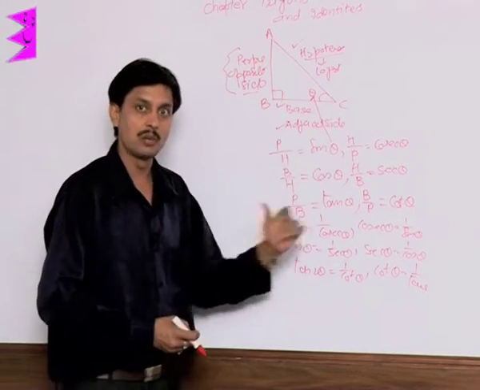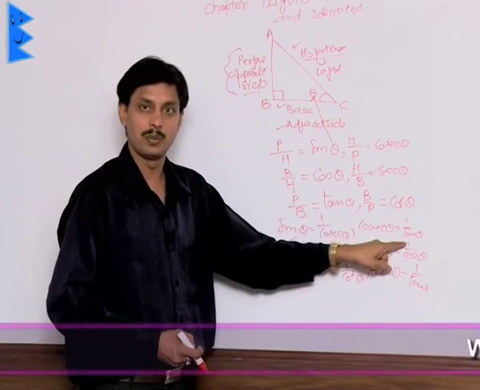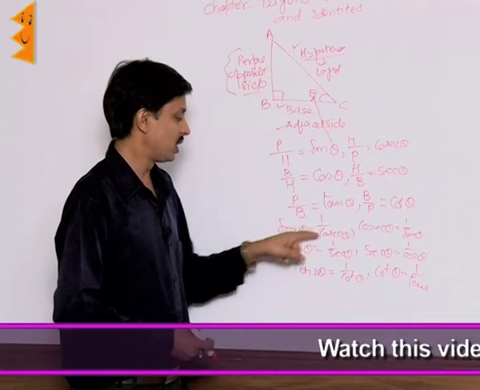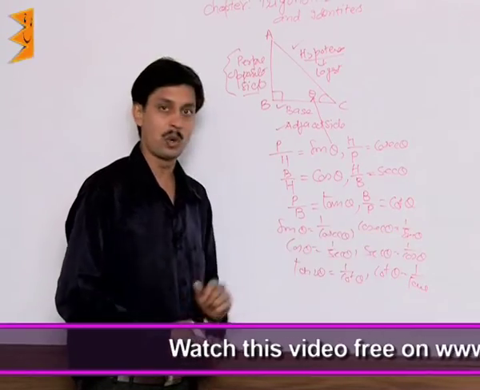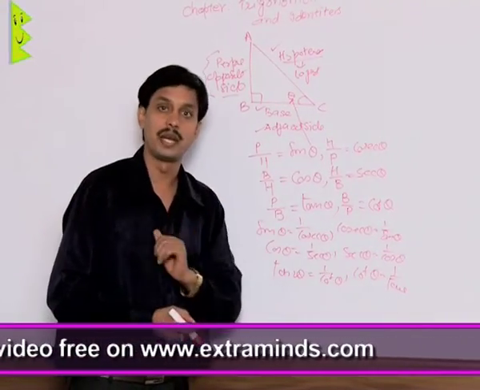What is the relation of the reciprocal ratios? Sin is reciprocal of cosec, cosec is reciprocal of sin. Cos is reciprocal of sec, sec is reciprocal of cos. Tan is reciprocal of cot, and cot is reciprocal of tan.